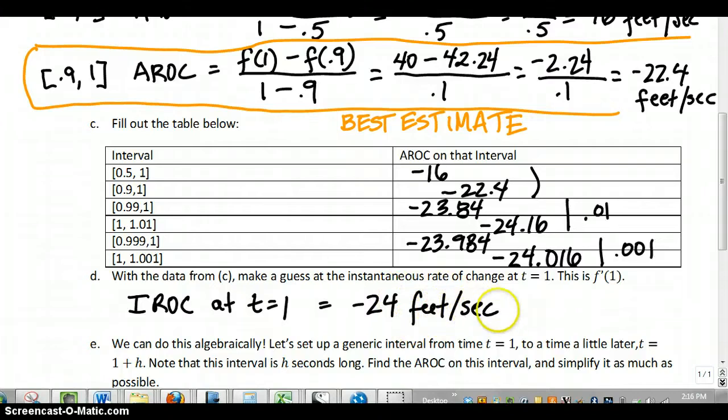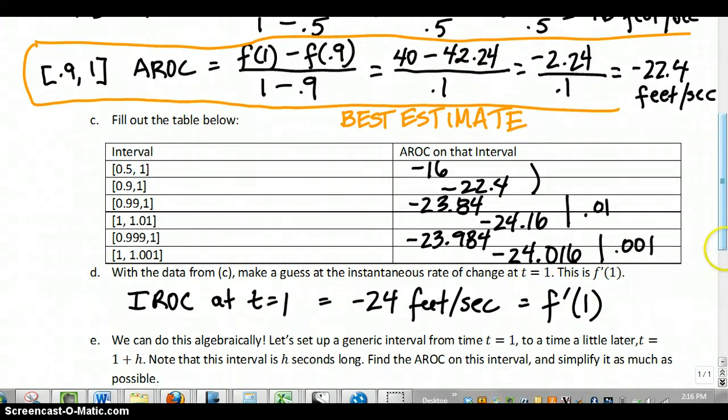And that's how fast the ball is traveling right then. Note that this is also the quantity that we call the derivative. This is f prime of 1. The derivative at 1 is the same as the instantaneous rate of change at 1.